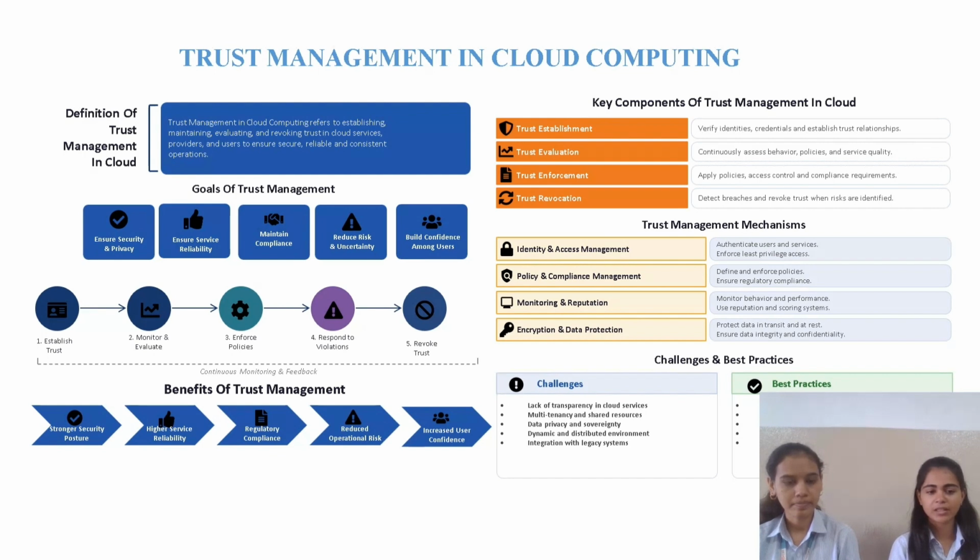Exactly. The second pillar is data encryption, both in transit and at rest. All data moving between users and the cloud, or stored on cloud servers, should be encrypted. This ensures that even if someone intercepts it or breaches a system, the data is unreadable without the right decryption keys.